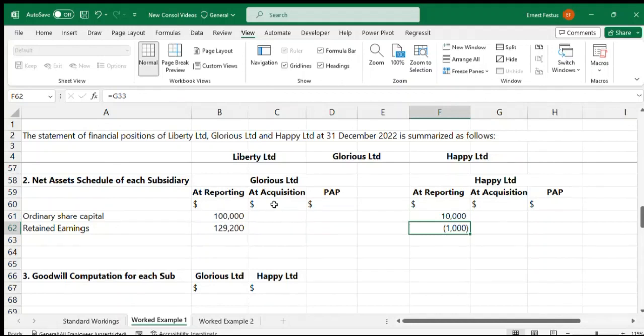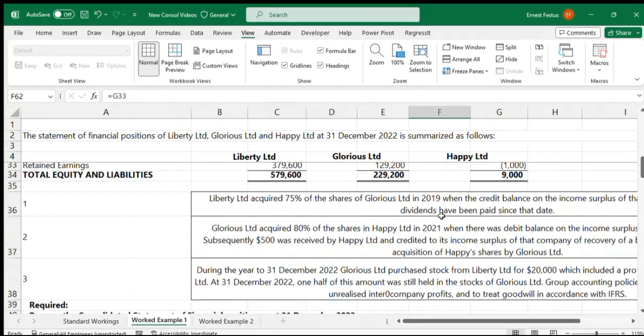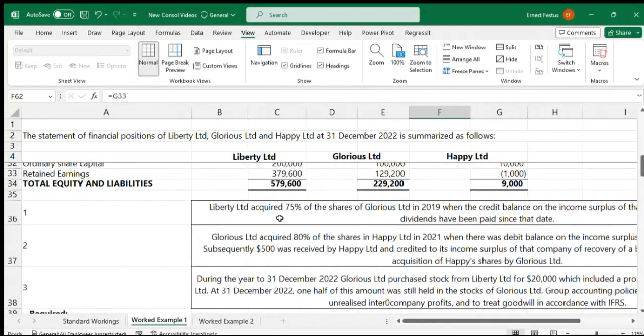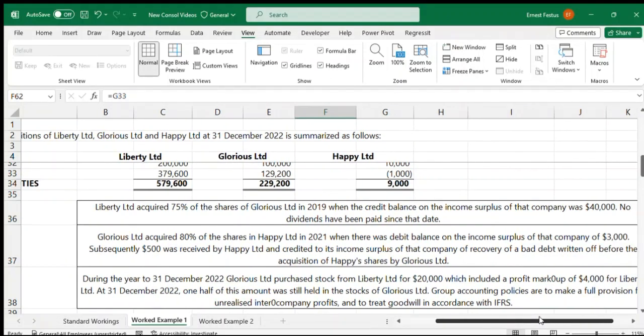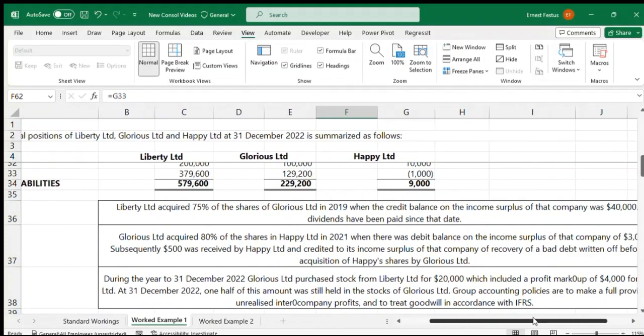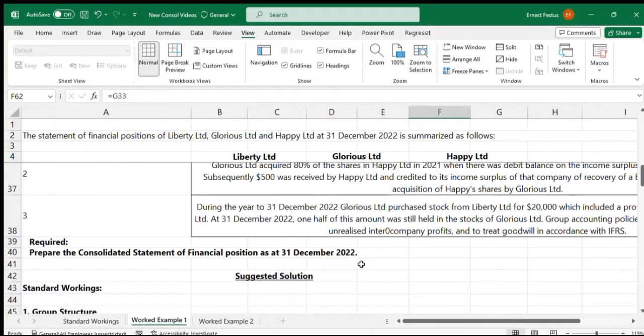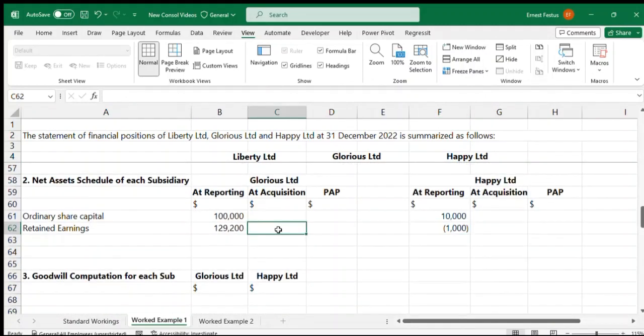Then the values at acquisition. So what is our share capital value? Let's go through the additional information and see what we have. Liberty Limited acquired 75% of the shares, that is the group structure, when the credit balance on the income surplus of that company was $40,000. Alright, so that is our retained earnings at acquisition. So that is 40,000 right there. And we don't have any issue of shares.